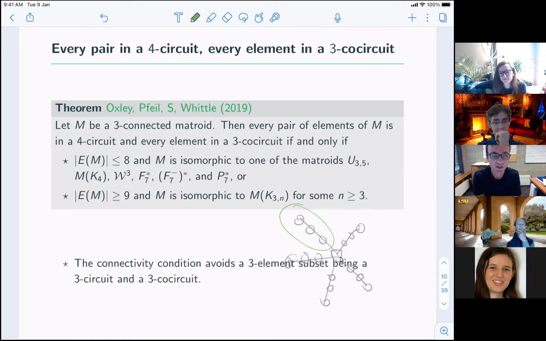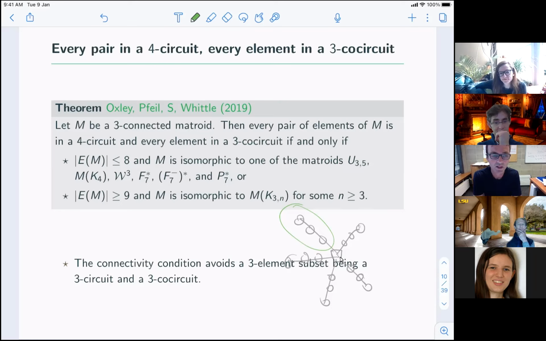The second one we're going to do is a variation on that one, but this time you've got every pair of elements in a 4 circuit, so we'll keep that, but every element's going to be in a 4 co-circuit. So this time the cutoff mark's at 15 rather than 8. Every pair of elements of M is in a 4 circuit and every element's in a 4 co-circuit if and only if you have at most 15 elements, then you get one of 35 matroids, and I'll say what they are shortly.